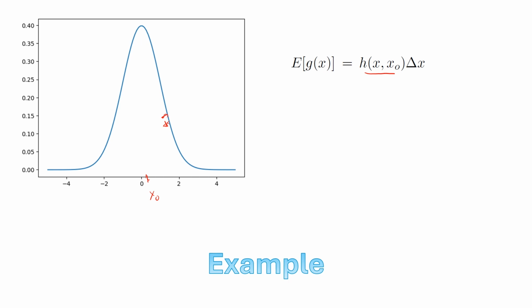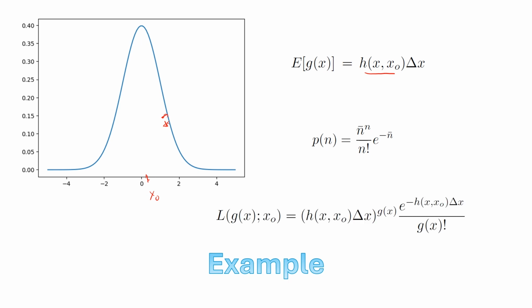We could assume any kind of distribution for our measurements, but let's assume that it's Poisson distributed using the Poisson distribution that we derived in episode 9. So here, this is the probability that we're going to detect n photons, given that our mean number of photons we would expect to detect is n bar. If we assume that our expected number of photons is h of x, x naught times delta x, and our actual measurement is g, so in this case n is equal to g of x, and n bar is equal to h of x, x naught delta x, we have this distribution function for the likelihood that given our measurement g, the object state is x naught.